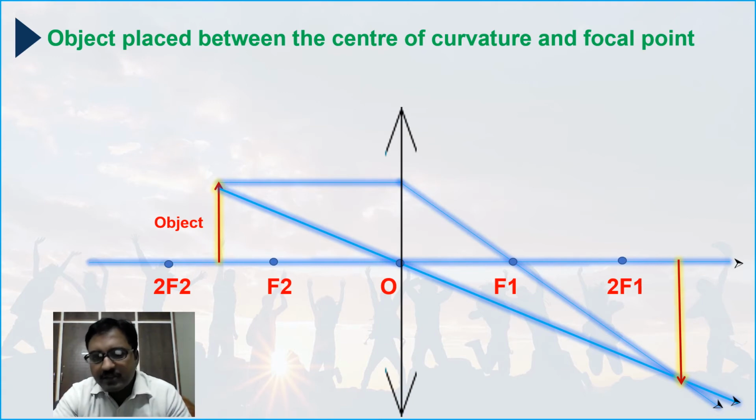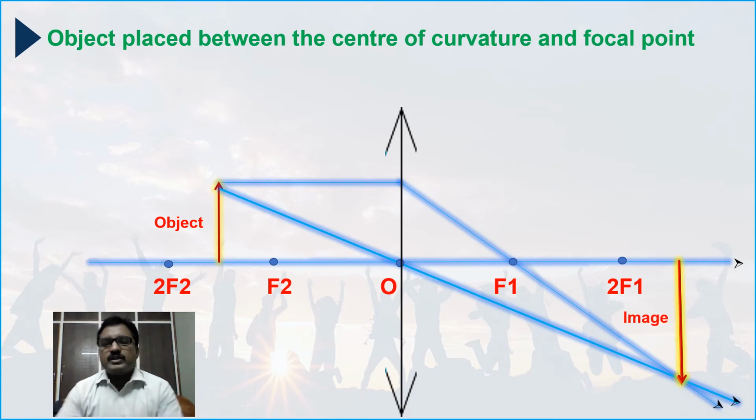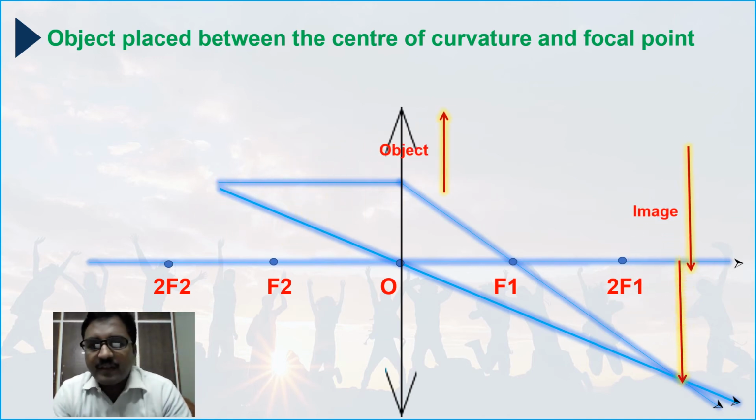Now when the object is placed between the center of curvature and the focal point, we are going to get the image on the principal axis beyond C. In the first case, when the object is placed beyond C, we got the image between the focal point and the center of curvature. Now, the object placed between the focal point and the center of curvature, we got the image beyond C. Now we shall observe the nature of the image.